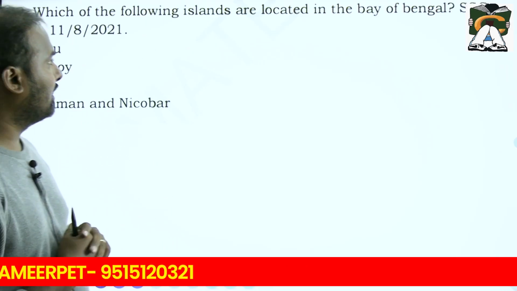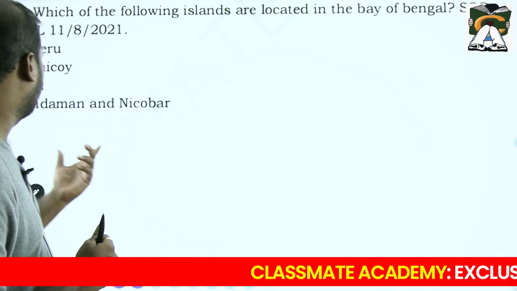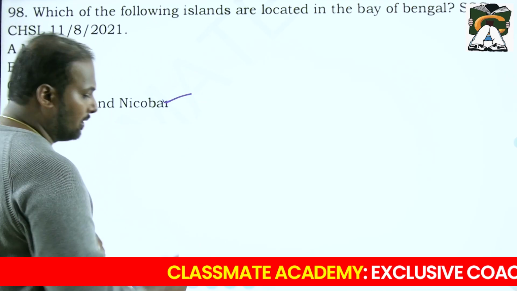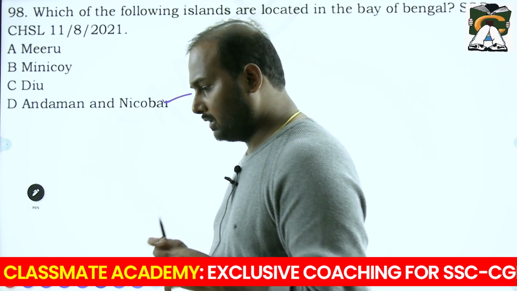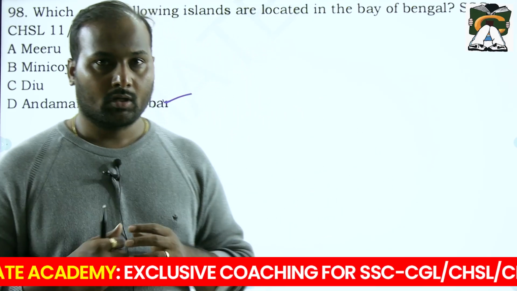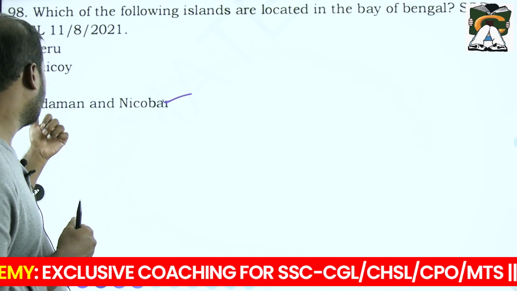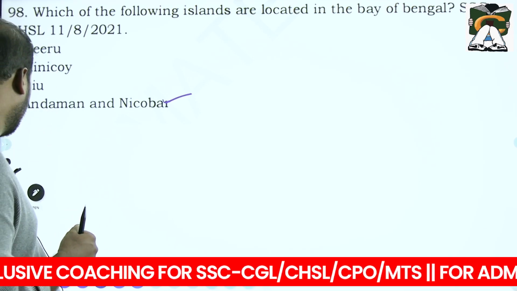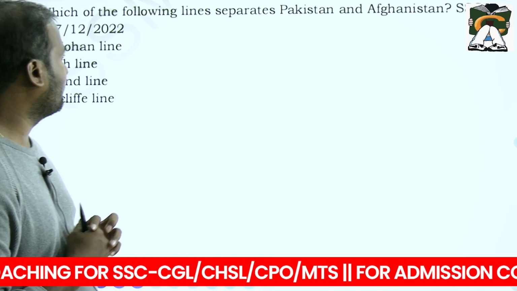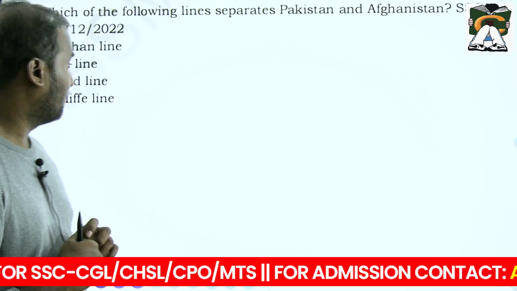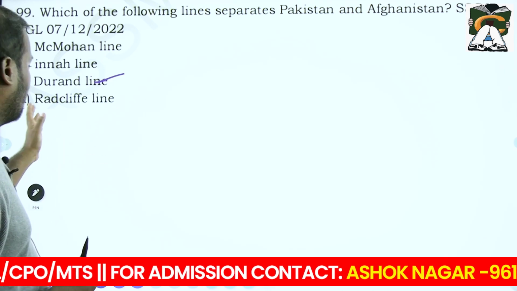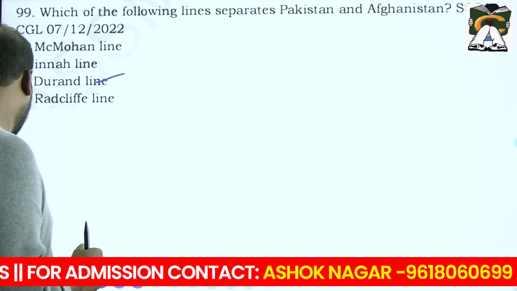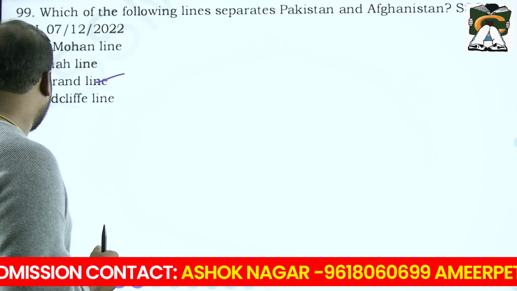Next, which of the following islands are located in the Bay of Bengal? Obviously, your answer is Andaman and Nicobar in the Bay of Bengal. Okay, Minicoy is the largest island in Lakshadweep, present in the Arabian Sea. Diu and Daman, same. Your answer is Andaman and Nicobar. Next one, which of the following lines separates Pakistan and Afghanistan? That is the Durand Line. McMahon Line, India and China. Radcliffe, India and Pakistan. Durand, Pakistan and Afghanistan.